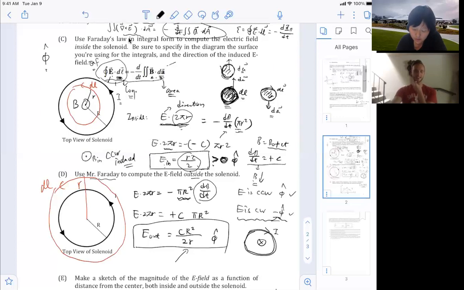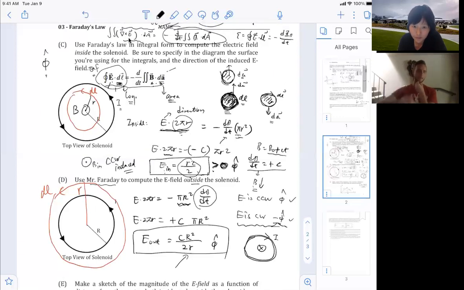I understand the sign convention. I'm just trying to figure out why it's in phi hat. I'm trying to figure out the relationship: given some direction of B, how can we determine our direction of E?